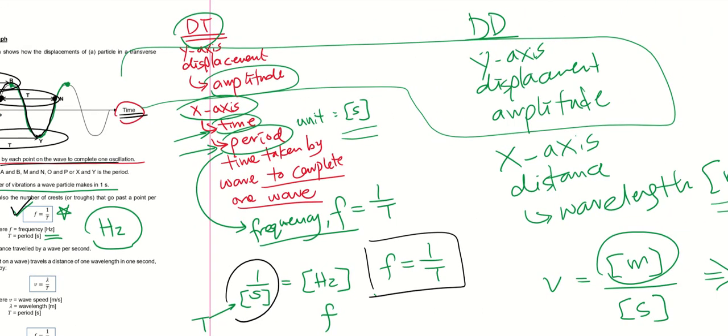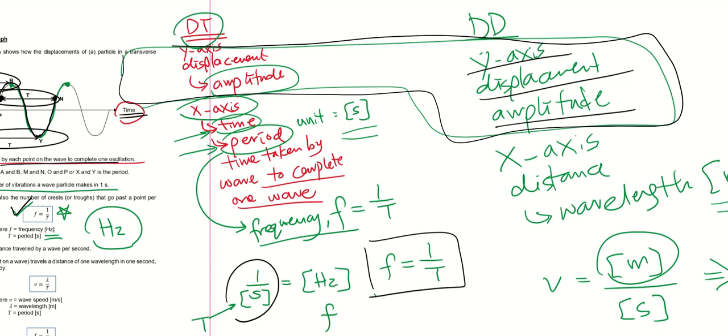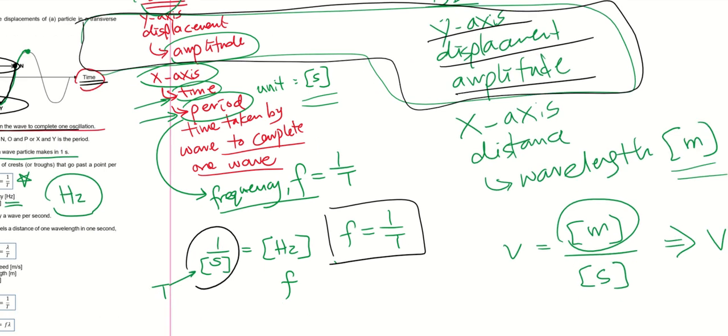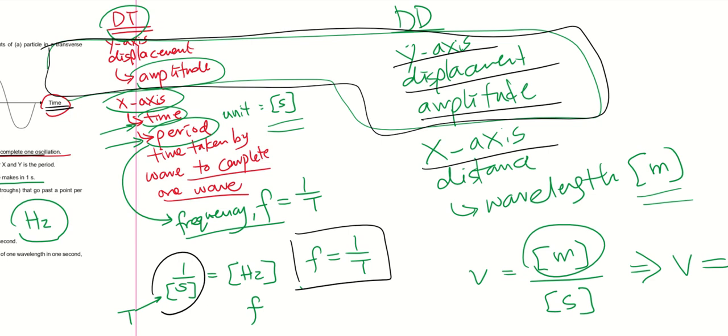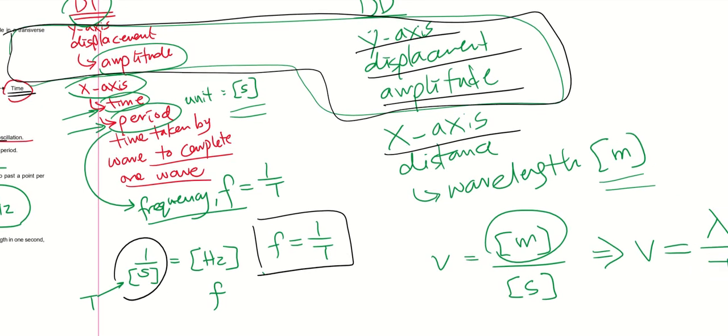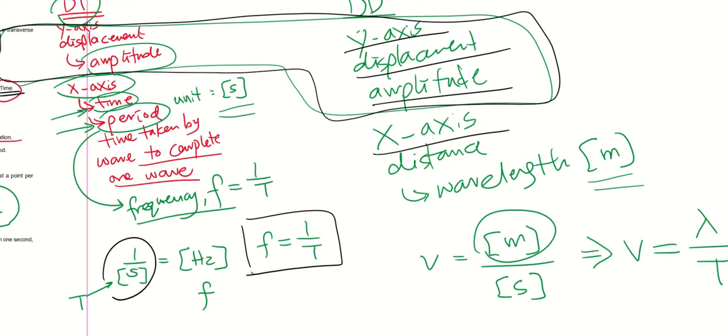Remember, in the DD graph, from your y-axis you can get your displacement and your amplitude. So it's exactly the same as your DT graph. The only difference is your x-axis. For your DD graph, your x-axis is distance. You can get your wavelength, right? It's the horizontal distance between your crest to the next crest, or trough to the next trough. And the SI unit for wavelength is meters.